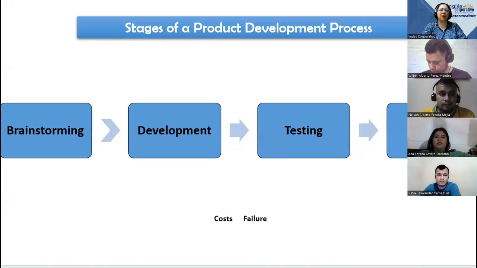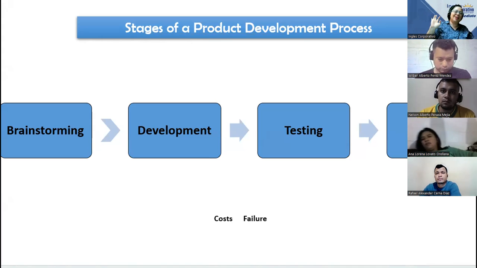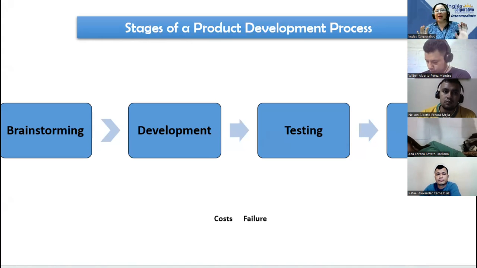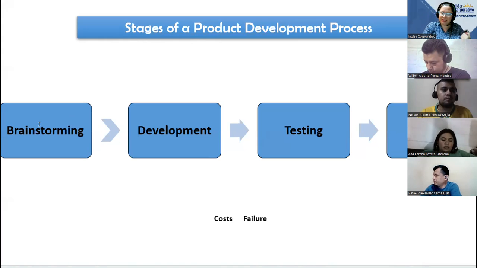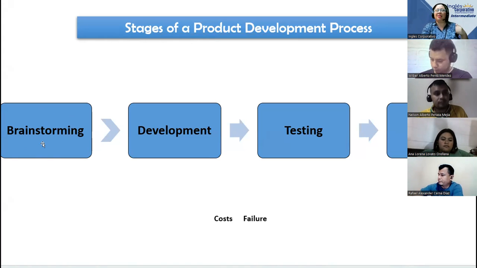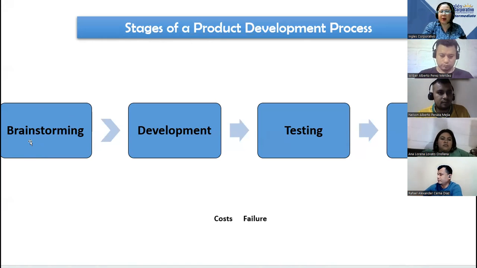So let's remember, please, what are the stages of a product development process. Okay, the stages of a product development process start with ideas. So everybody, please, I want to hear you saying these words. Please open your microphones and you are going to say the word. This is the vocabulary, okay?